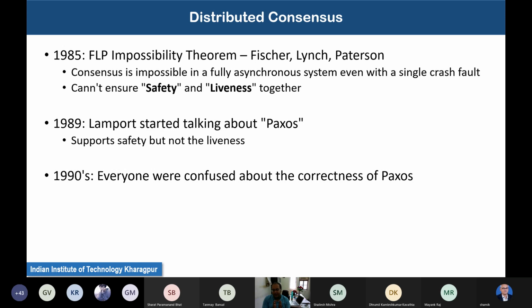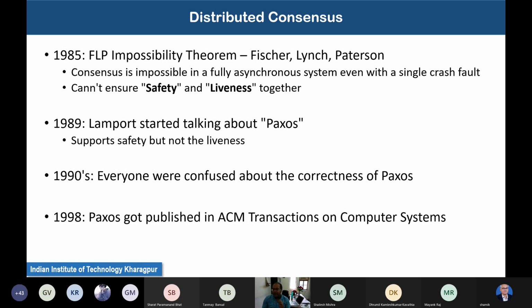I would rather say that it was Lamport's intention not to leave that problem, and he tried to find a more understandable justification, a more understandable proof, behind the correctness of Paxos. Finally, in 1998, this Paxos paper got published in ACM Transactions on Computer Systems. That is one of the milestones in the history of distributed systems: one research article that floated for nearly a decade, with people confused about its correctness proof, and finally people agreed and the paper got published.